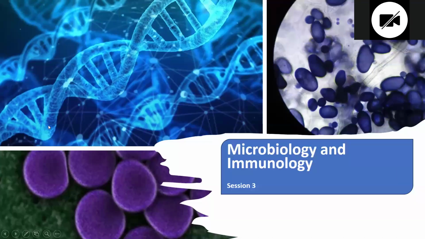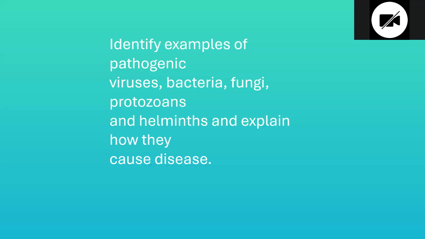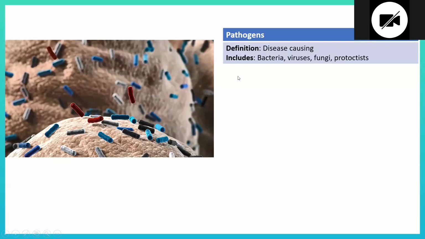Okay. So today's session, final session on microbiology and immunology, and we are going to be looking at some diseases. What the assessment criterion says is you need to identify examples of pathogenic viruses, bacteria, fungi, protozoans, and worms. Essentially, that's what helminths are, and explain how they cause disease. So we're going to have a look at some of my favorites. I have favorites because this is my topic that I teach mostly. This is the one that I used to teach at Cardiff University. So I've got lots of favorite pathogens.